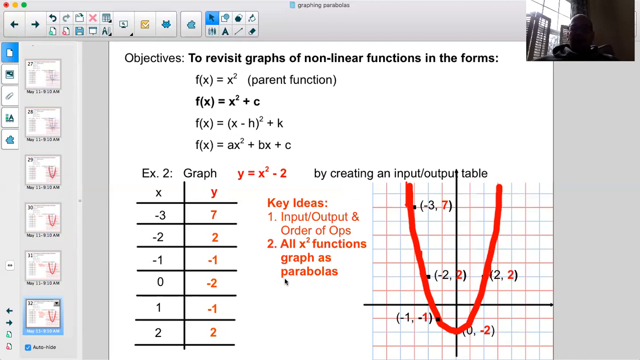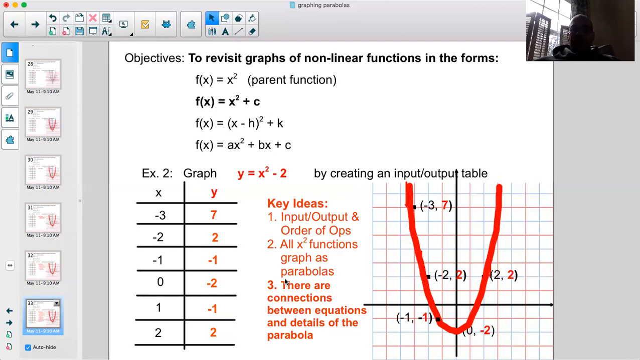Number 2, all x squared functions graph as parabolas. That's even if there's a little adjustment like a -2. And then the third thing is there are connections between equations and the details of the parabola. But right now, we're not going to be so concerned in using those. We're just going to kind of keep an eye out and maybe make some mental notes of them.